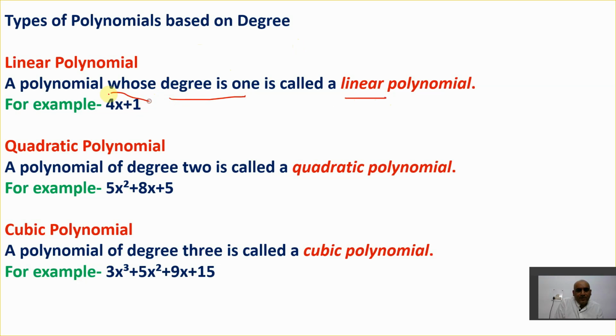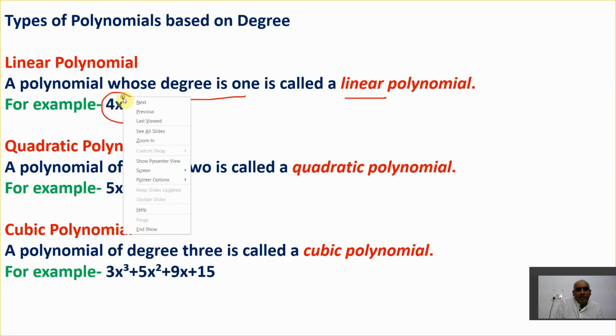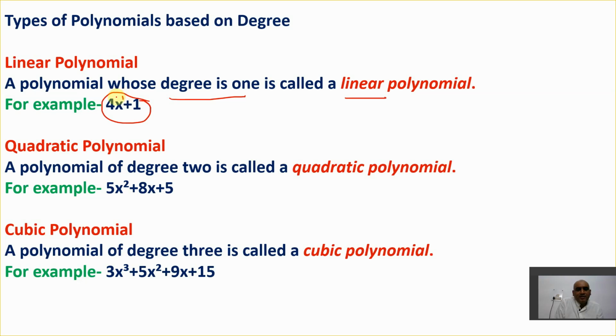Take this example: 4x plus 1. In 4x plus 1, the highest degree is what? 1, because the highest power of x is 1 here. And because x is a variable, the highest power on the variable is called the degree. So the degree is 1. Whenever the degree is 1, it is called a linear polynomial.